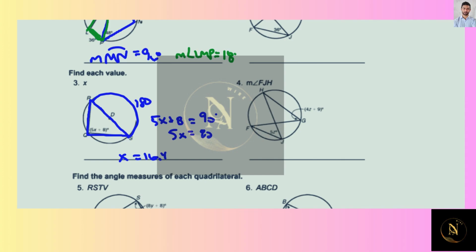In number 4, both angle J and G open up to arc FH. That means that they're equal to each other. They open up to the same arc. So you can write an equation that says 5z is equal to 4z plus 9. I think that's what that says. So z equals 9, and the measure of angle FJH would be 5 times 9, or 45 degrees.